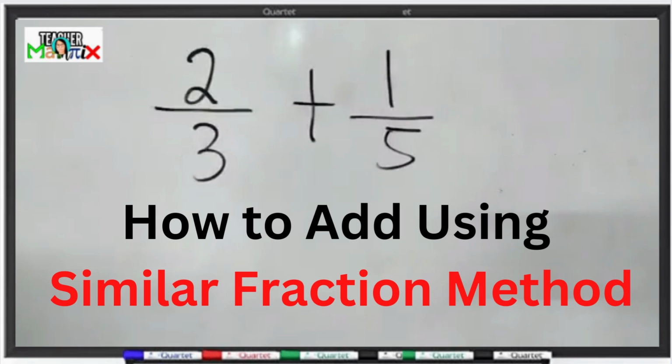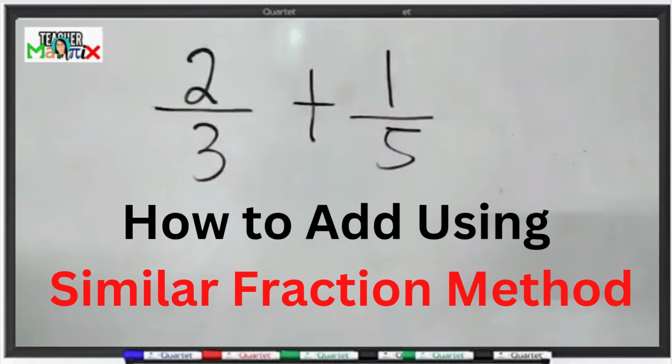How to add using the similar fraction method. Ibig sabihin, kahit dissimilar fractions ito, 2/3 and 1/5, gagawin natin yung similar fraction.